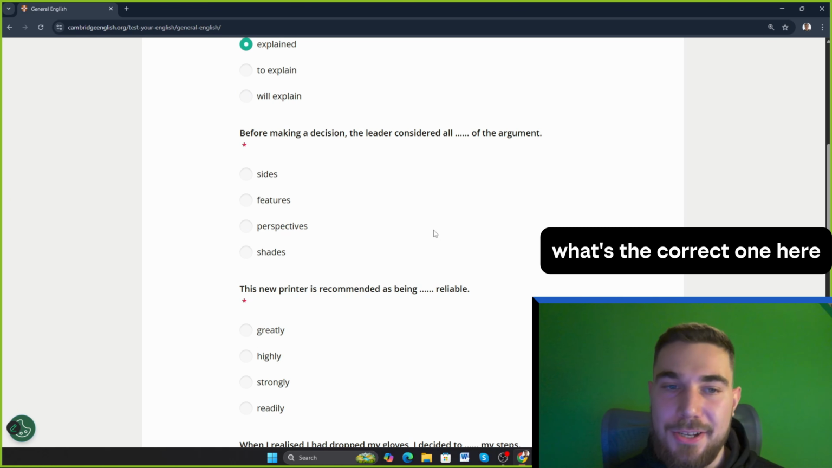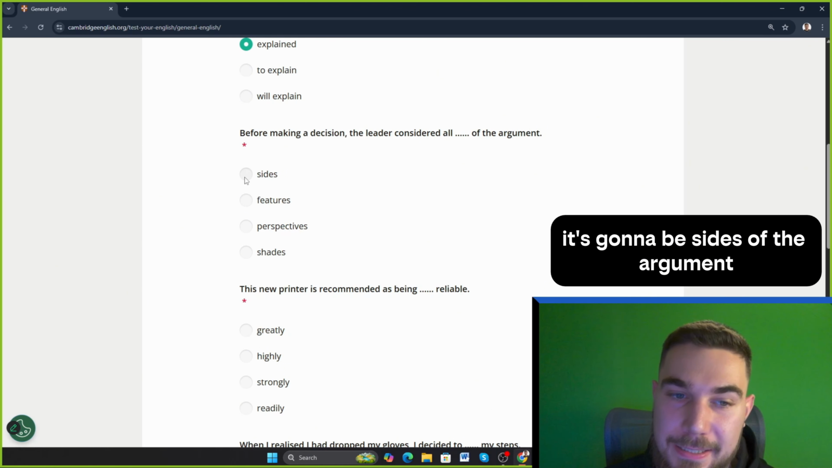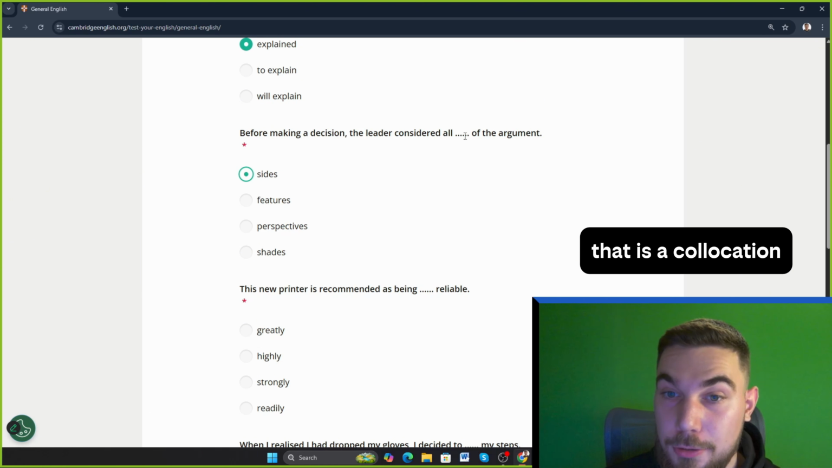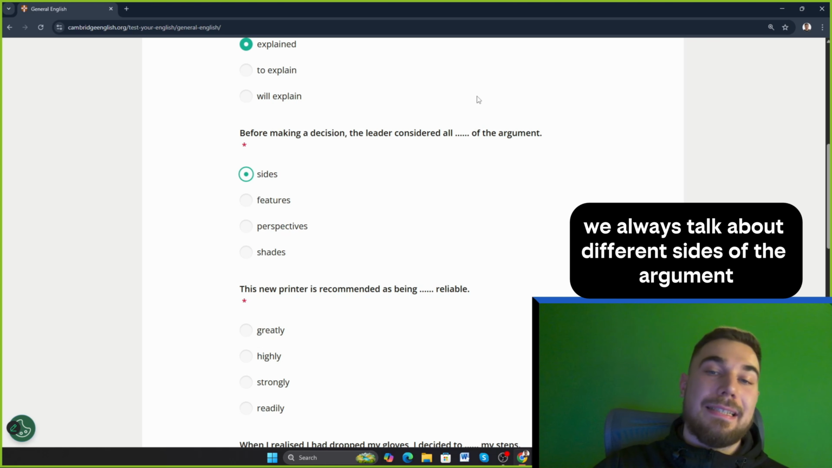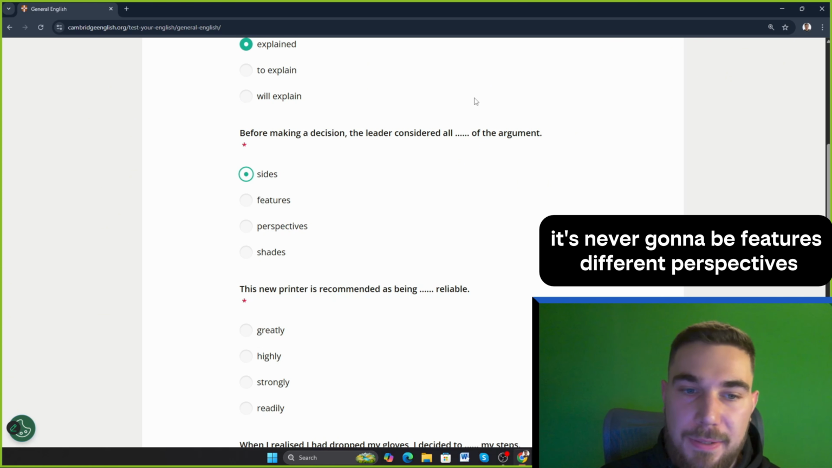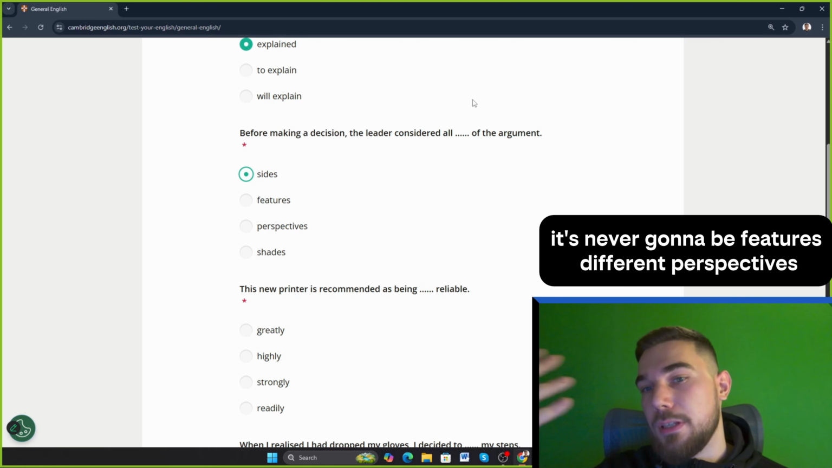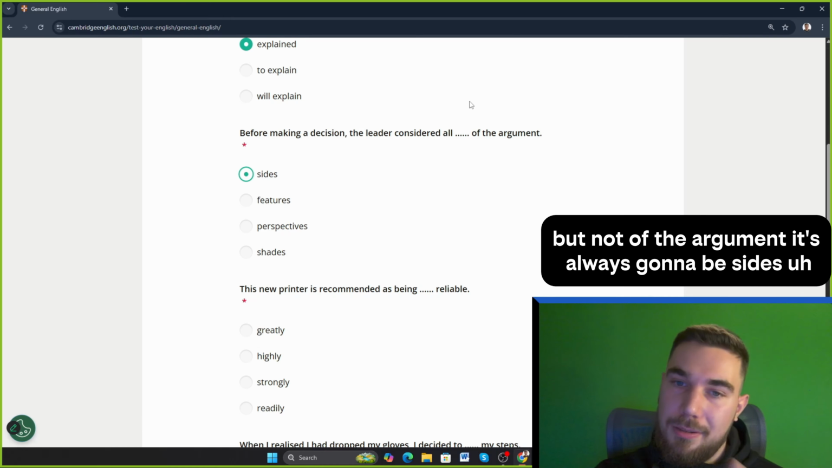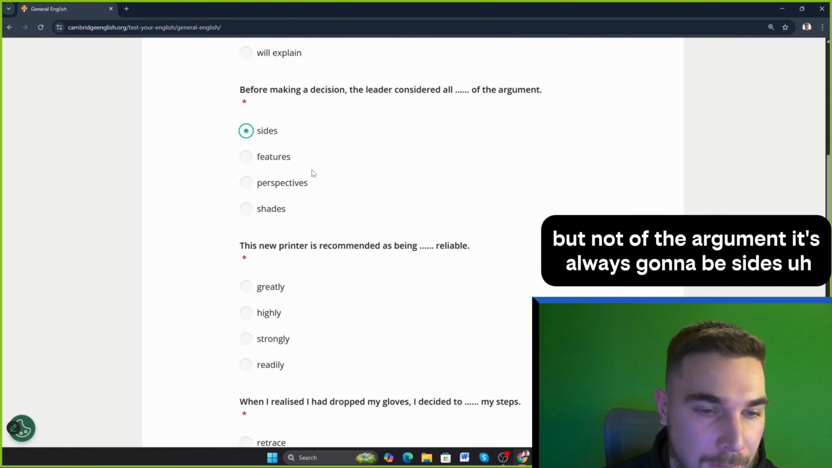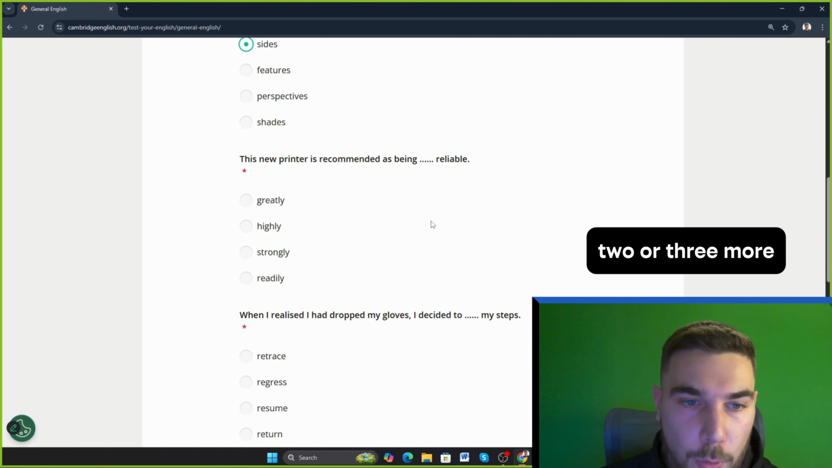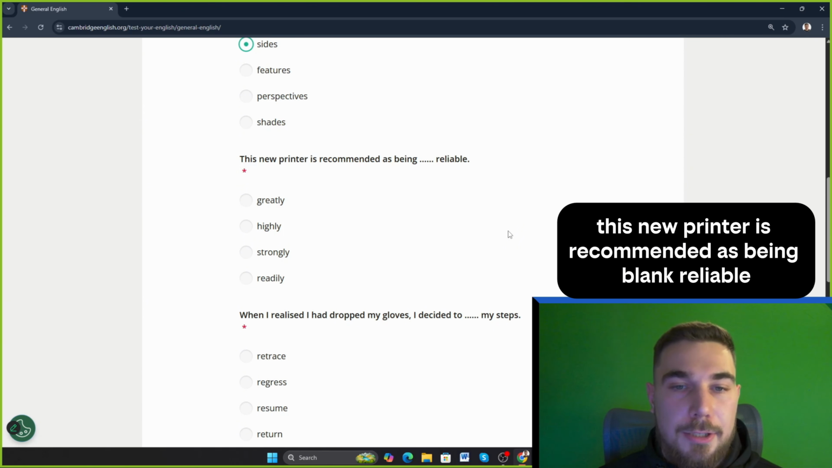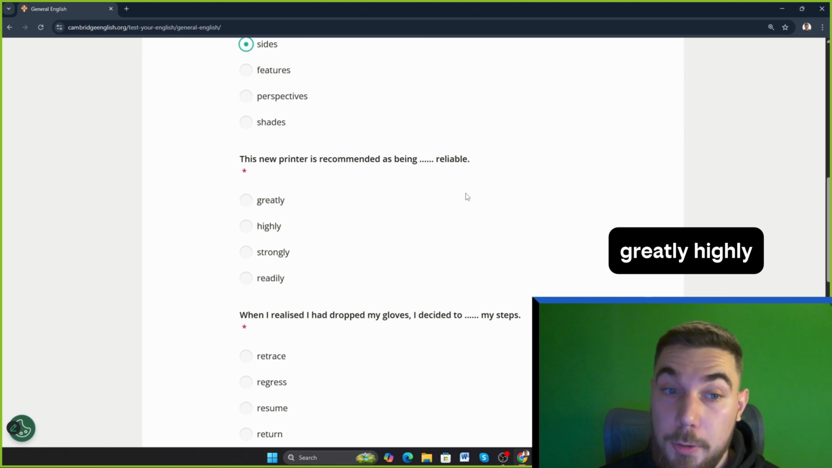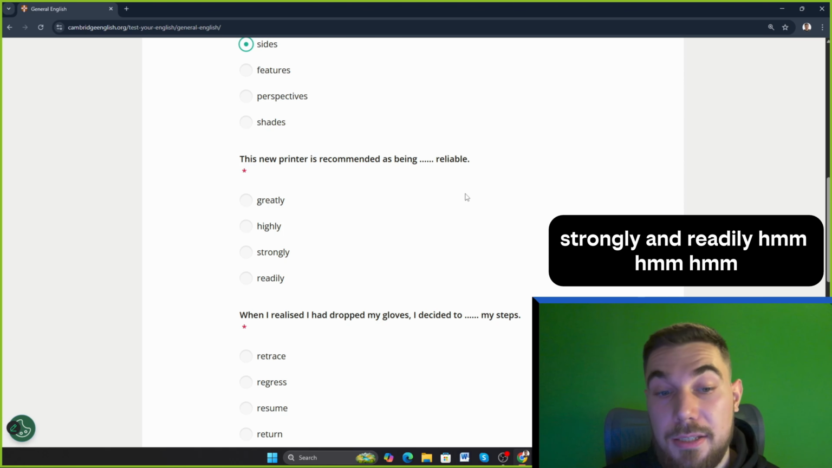What's the correct one here? It's going to be sides of the argument. That is a collocation. We always talk about different sides of the argument. It's never going to be features. We can talk about different perspectives, but not of the argument. It's always going to be sides. Two or 3 more. This new printer is recommended as being blank reliable: greatly, highly, strongly, and readily.